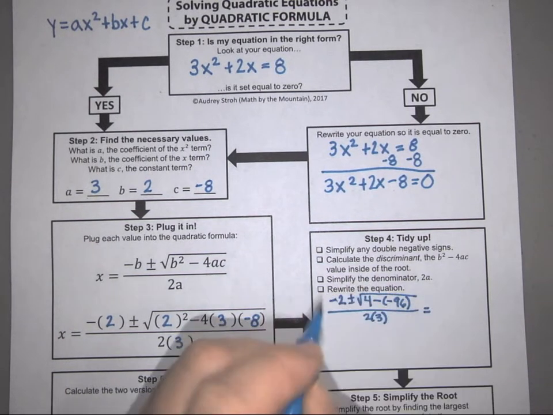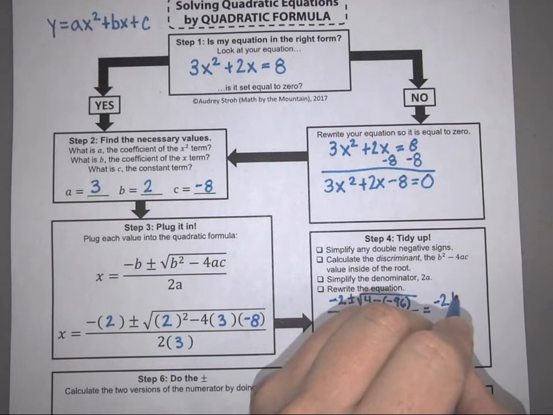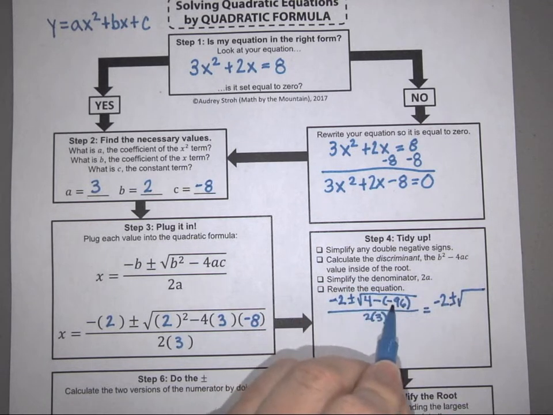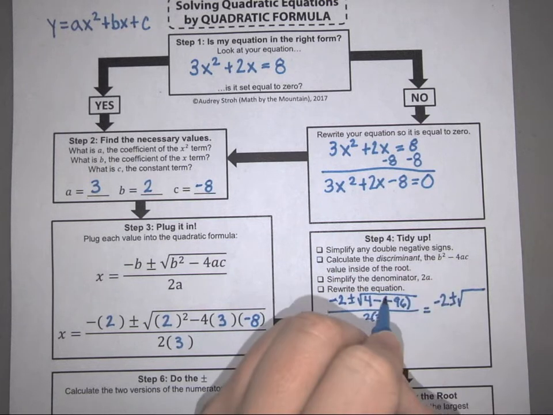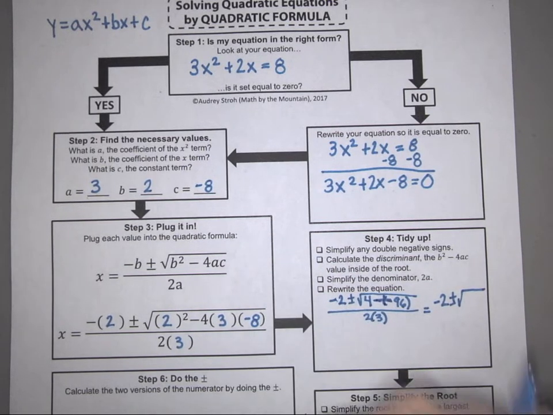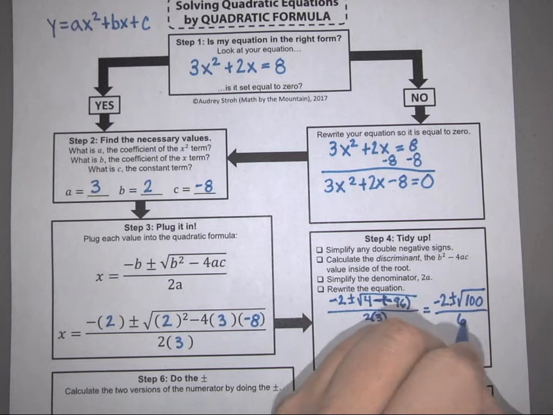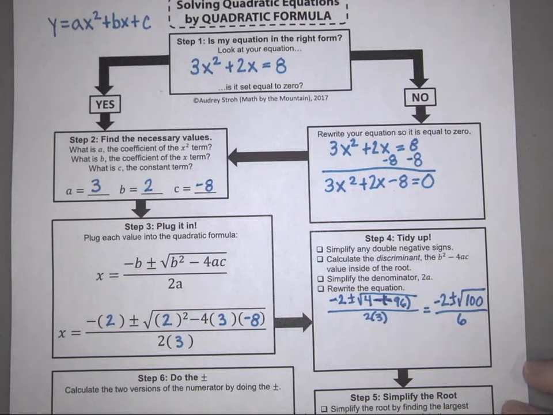All right, so now I'll simplify that. Negative 2 plus or minus, that's how we read that. The square root of 4 minus negative 96 is actually 4 plus 96. So that becomes 100 divided by 6.